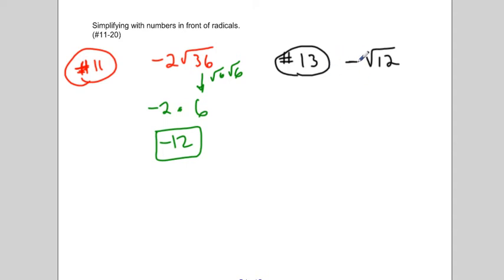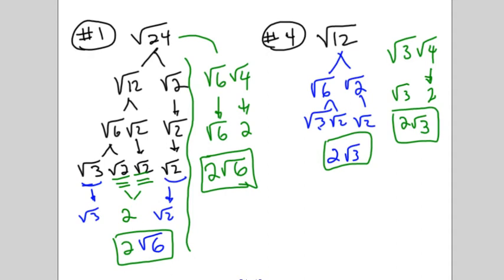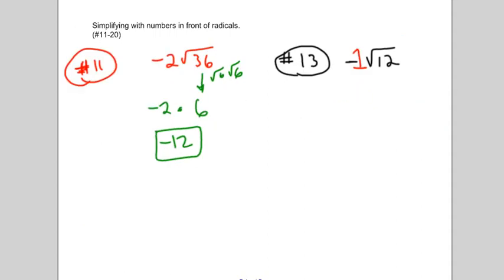Number 13 says negative square root of 12. You can imagine this being like a -1. So -1 times the square root of 12. I already did the square root of 12 on this other one, number 4. Let's try it again. It would save you a lot of time and effort if you can come up with a perfect square as one of your factors.